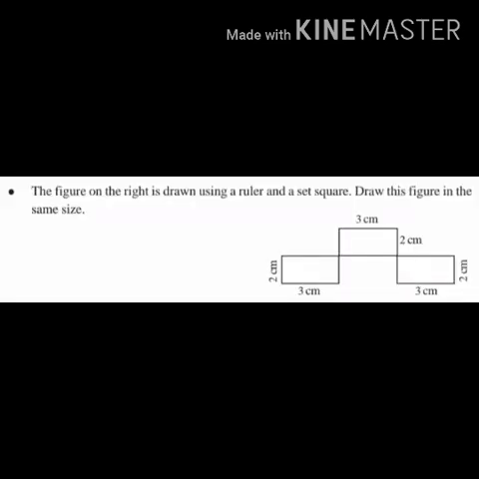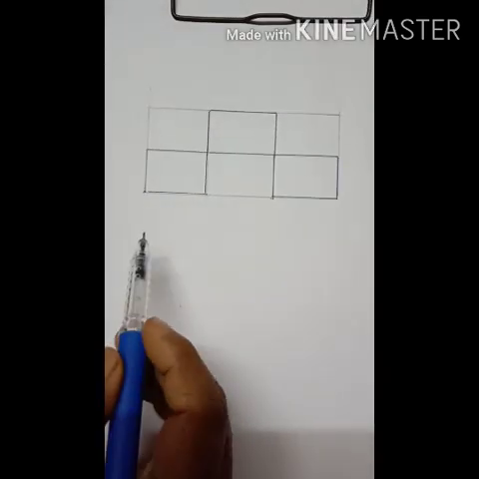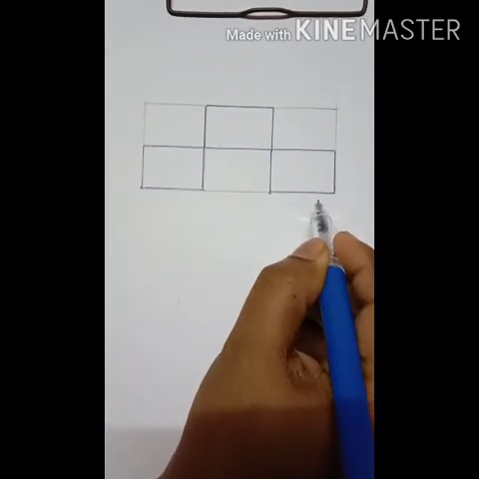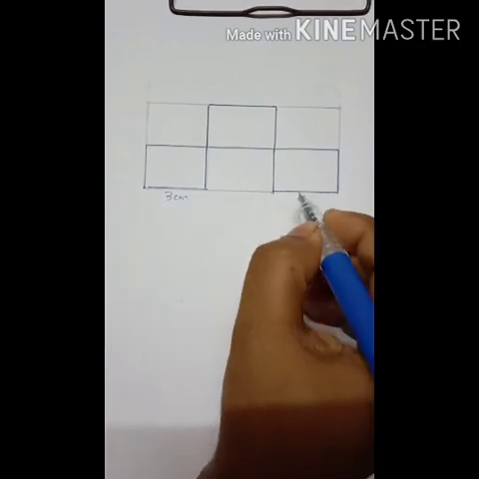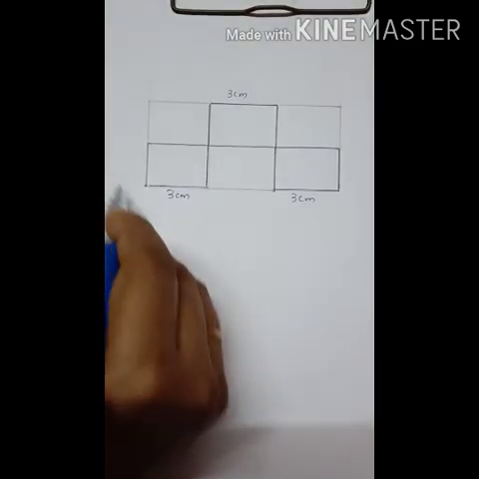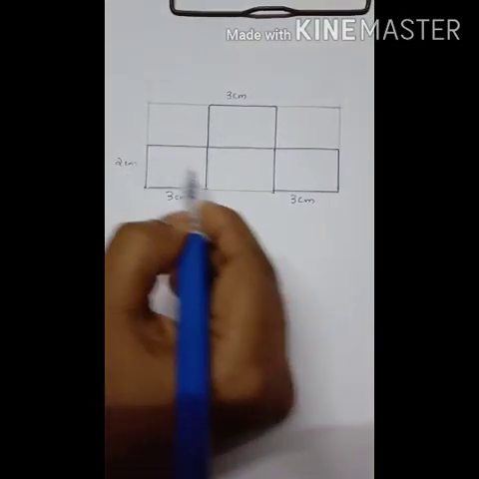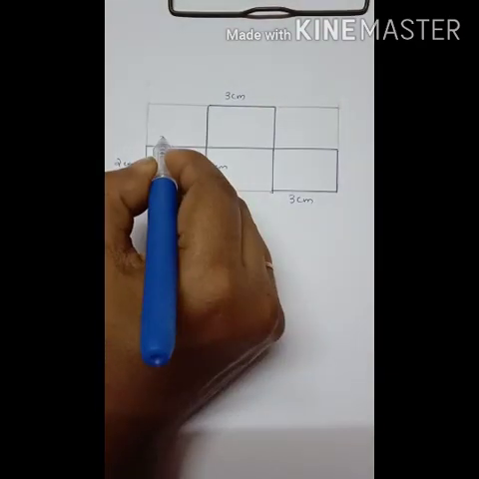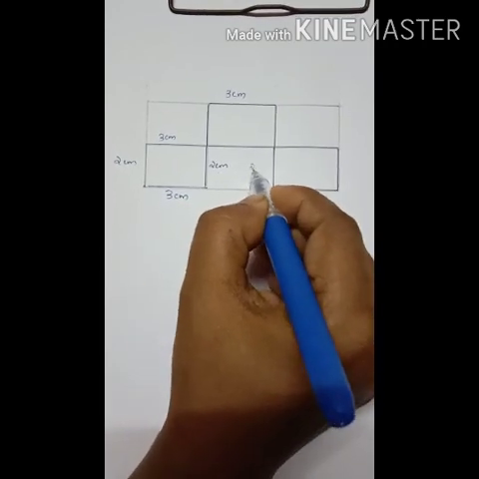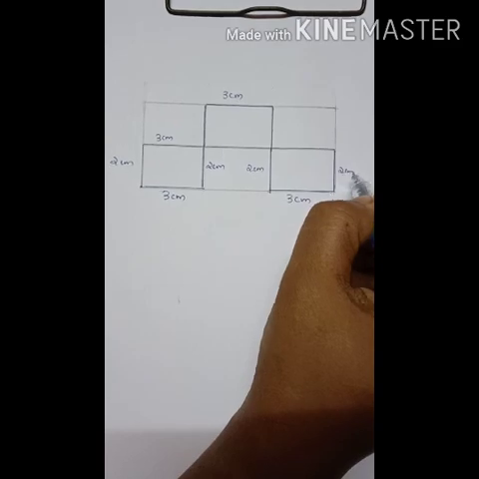Now we want to draw a picture like this. The figure on the right is drawn using a ruler and a set square. Draw this figure in the same size. For drawing this picture there are some tricks. We want to draw this picture using set square and scale. These are 3 centimeters and this is also 3 centimeter, and this is 2 centimeter. This is a rectangle, so this is also 2 centimeter and this is 3 centimeter, and here is also 2 centimeter, and then this is 2 centimeter.